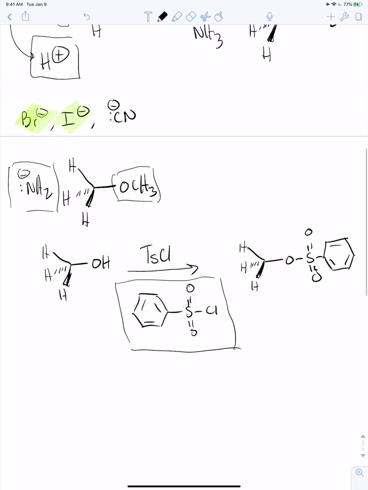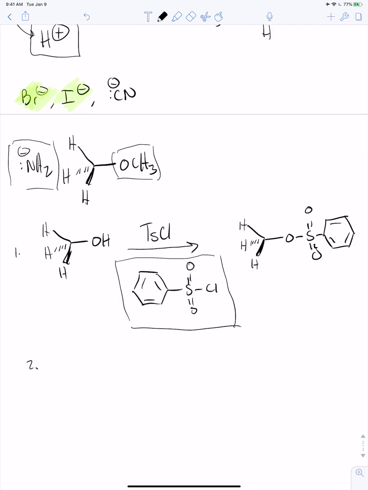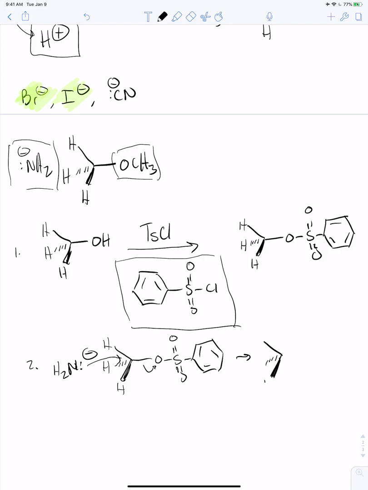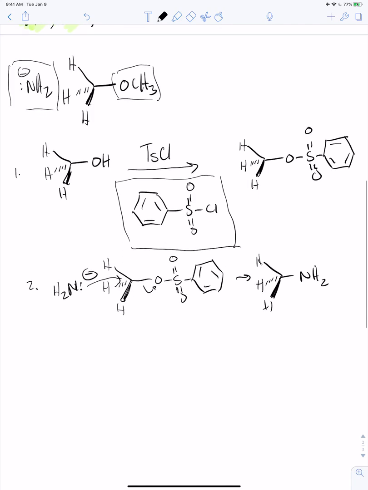Okay. And now, this would be like step one. You'd have to do these in two separate steps. And then in step two, I take my substrate that I've changed with the tosyl group. And now I can do this reaction.